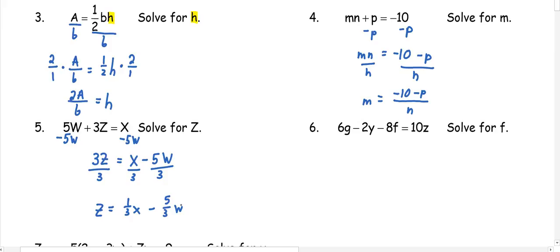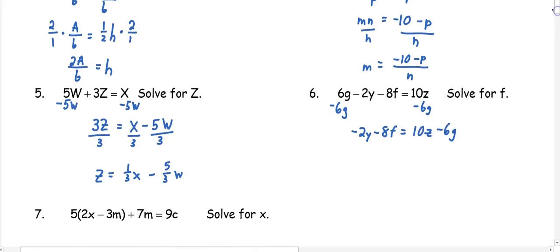Number 6, solve for f. So everything that's not f needs to be moved, so we're going to subtract 6g first. -2y minus 8f equals 10z minus 6g. We also need to move the y over, so we're going to add 2y to both sides. Remember, all these are not like terms because they have different variables, so we're just going to keep writing them in a line. So -8f equals 10z minus 6g plus 2y.